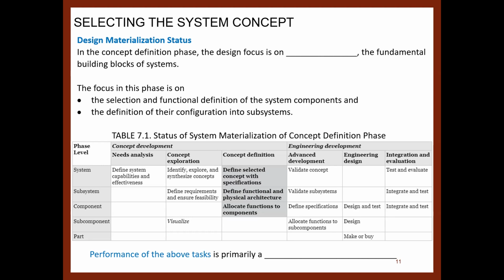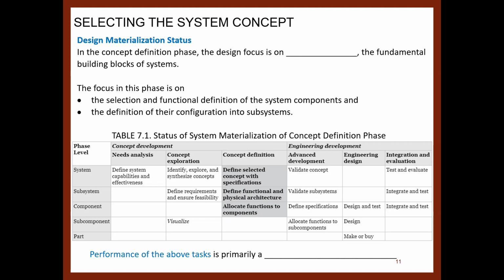Going back to the design materialization status, so far we have looked into the hierarchy of the system, right? Subsystems, component, subcomponent, and part. So we are already looking at the needs analysis and the concept exploration. Now we are in this phase in which we are looking at the definition of our concept. At the system level, we are going to define the selected concept with specifications, right? So we are going to have a specific concept that is going to be moving forward, and we are going to define the functional and physical architecture for that concept.